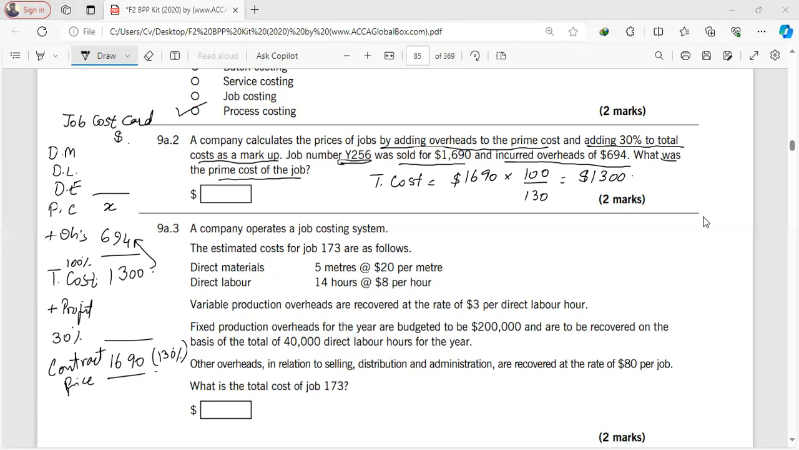So how to calculate prime cost? When you know that out of this 1300, 694 is overheads, then you deduct these overheads from the total cost, and the balancing amount of $606 is prime cost. So the answer is $606. Right, everyone? Any question?